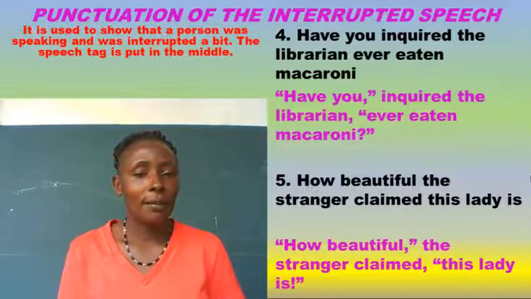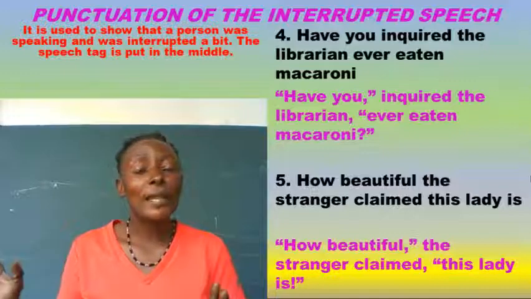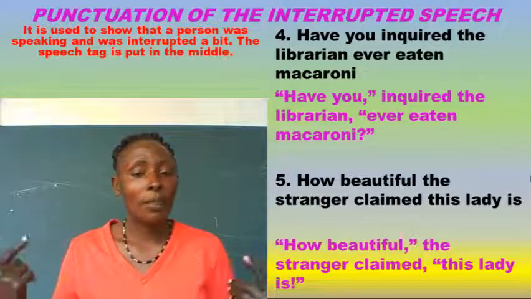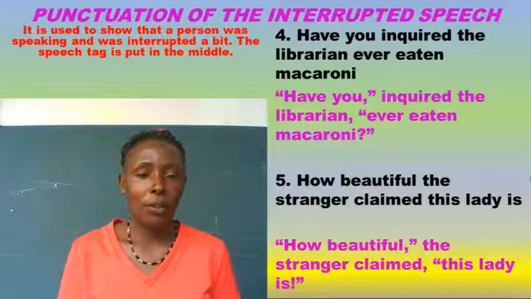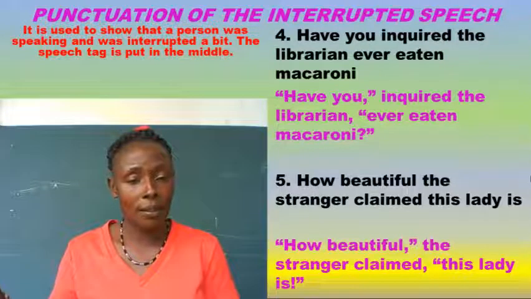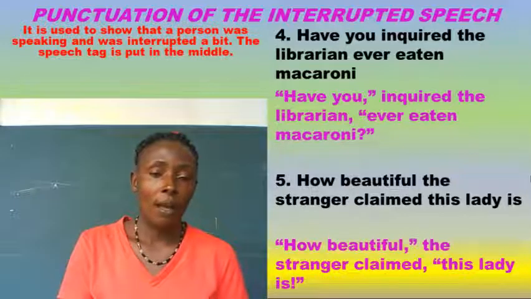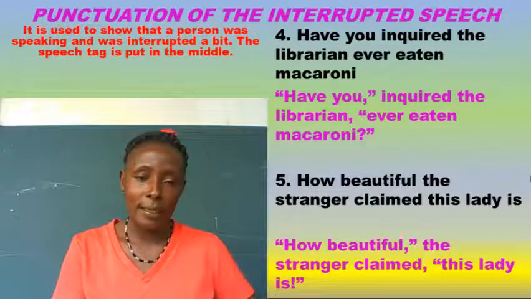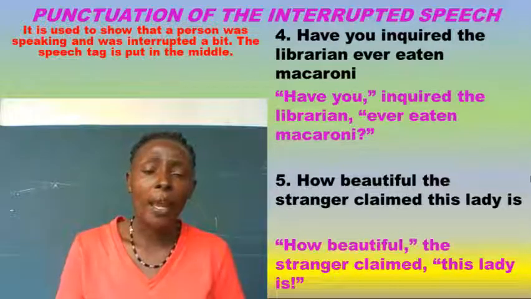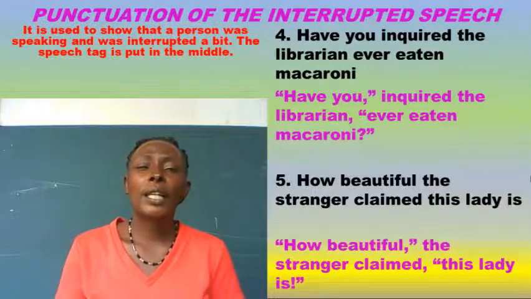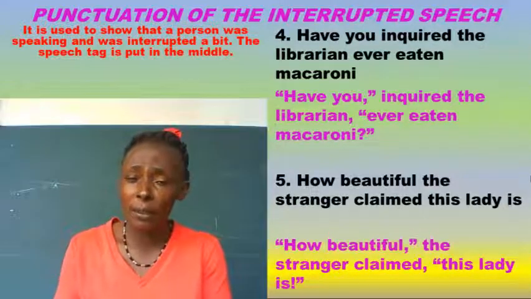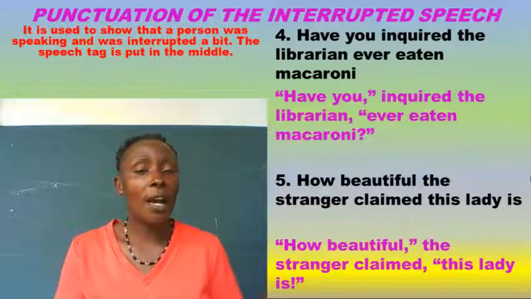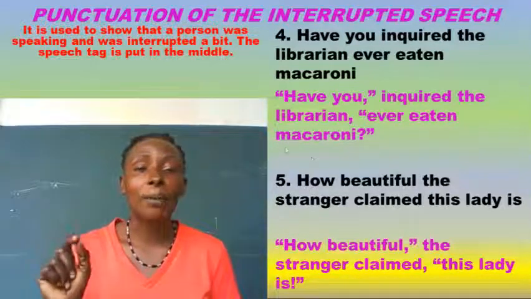How beautiful, the stranger exclaimed, this lady is. So this statement, we call it an exclamatory statement. Somebody is wondering about the beauty of the lady. Now I know that you have punctuated it well. You have begun with the actual words. After that, our speech tag came in. Then after the speech tag, you need to complete the actual words. So take note of the way sentences must be punctuated: the actual words, followed by the speech tag, then the actual words. You should learn how to punctuate these sentences, which we have called interrupted speech sentences.